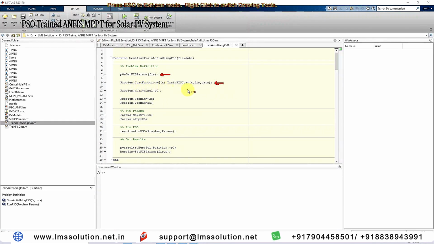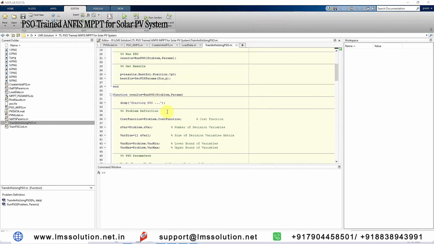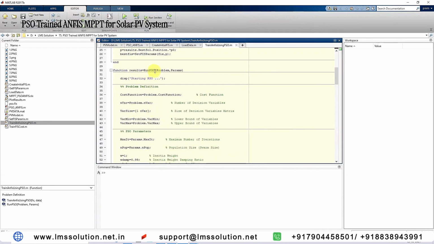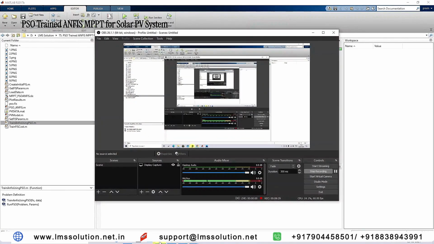The objective in this PSO trained ANFIS is to minimize that root mean square error in order to train the ANFIS with the input output data. And then you have to provide the number of variables, by means of the number of parameters obtained from the ANFIS initial fuzzy inference system. And then you have to provide the number of population, number of iterations, everything you have to provide here. And then you have to execute the PSO in order to train them. This run PSO is for executing the particle swarm optimization to train the ANFIS.